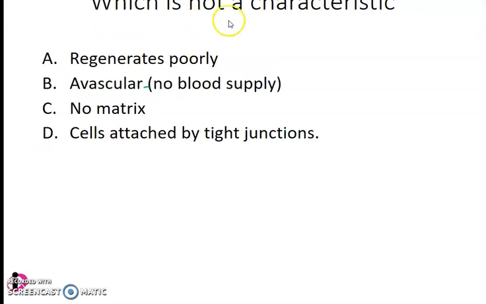So I might ask it like this. Which is not a characteristic of epithelial tissue? Regenerates poorly, avascular, no matrix. Cells are attached by tight junctions. Yep, that's right. No matrix means it's only made of cells, so that's a characteristic. Avascular, yep, characteristic. So it regenerates very well, so A would be the choice.